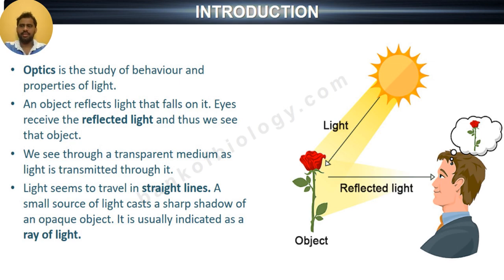So, what we understand here is that optics is the study of the behavior and properties of light, and how we are able to see objects. Light falls on the object that we want to see. It gets reflected from that object and we are able to see the object. Now let us move forward and see what is ahead in this chapter.